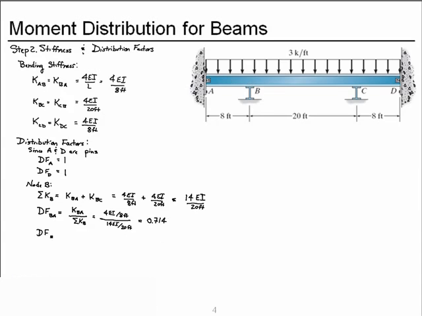Then our distribution factor going in the other direction, member BC from node B, is K for member BC over the sum of all the stiffnesses meeting at B, and that's 4EI over 20 feet divided by the 14EI over 20 feet. 20 feet cancel, the EI's cancel, and we get 0.286.